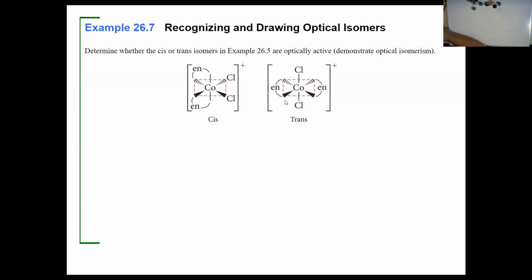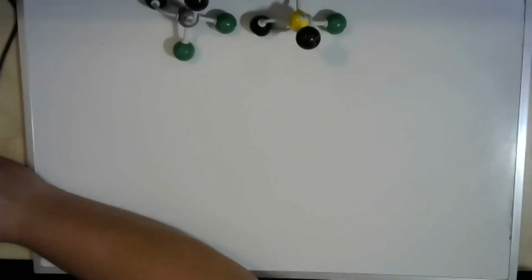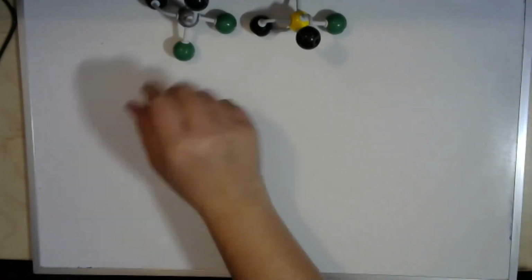All right, so they want us to look at the cis and trans isomers here and decide if they're optically active. Something is going to be considered optically active if it does not have a superimposable mirror image. That's the wording of it. So we're going to talk about what that means.